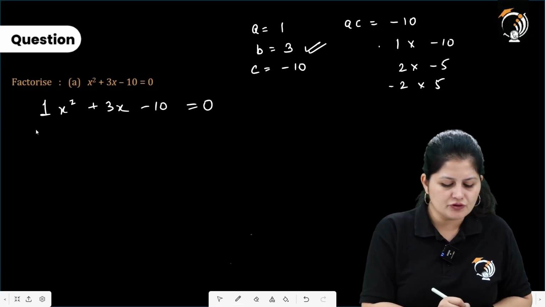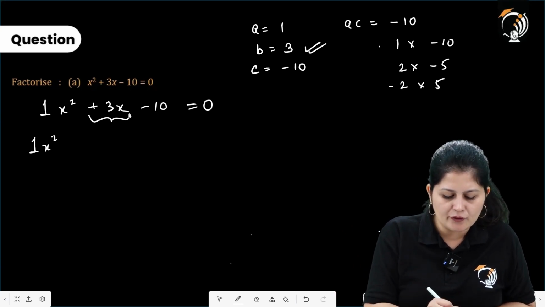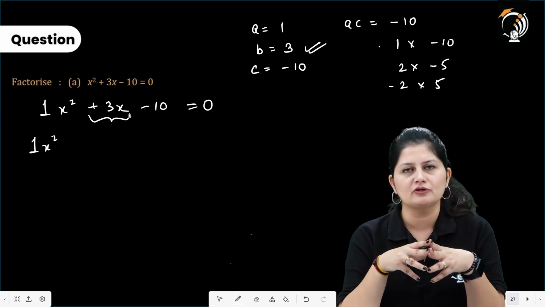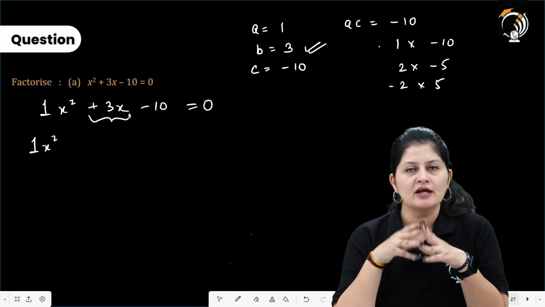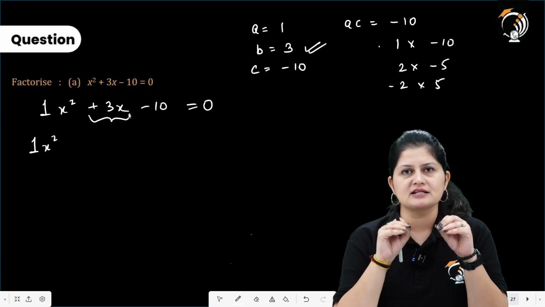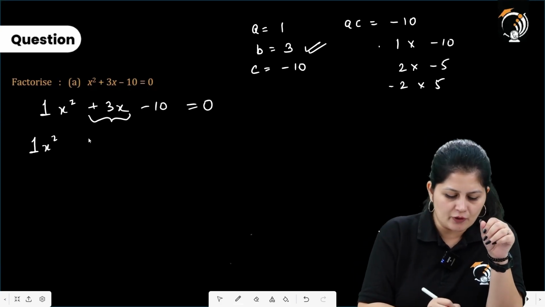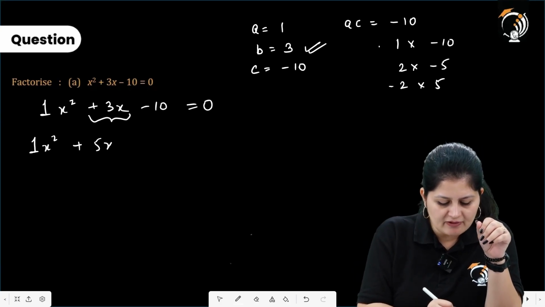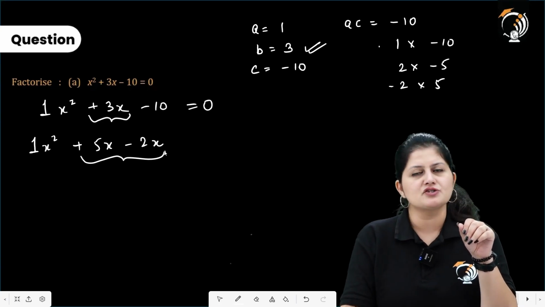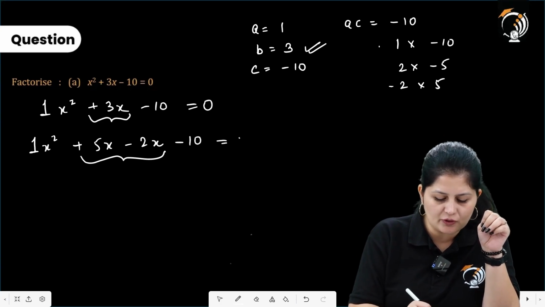So what we are going to do here next is 1x square plus 3x. I am going to split this middle term, right? Whatever the coefficient of x that you can see, we are going to split it in such a manner that both the parts comprise the factors of ac. So we are going to write it as plus 5x minus 2x. If I solve 5x minus 2x, that is nothing but 3x. Minus 10 is equal to 0.